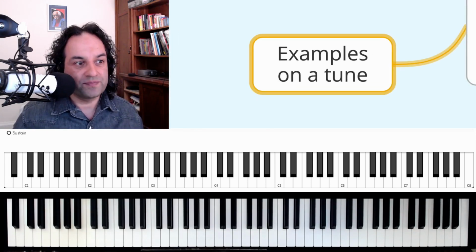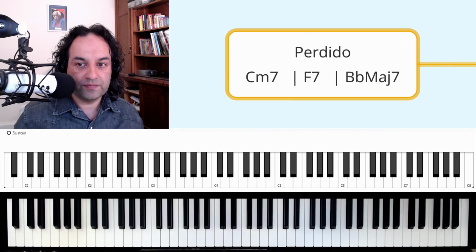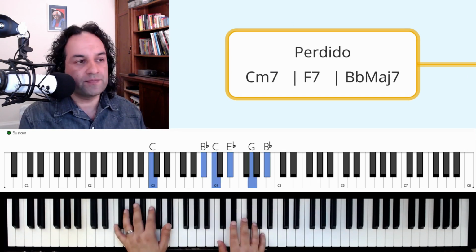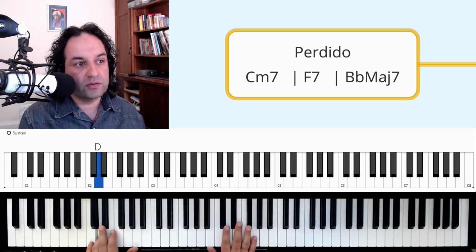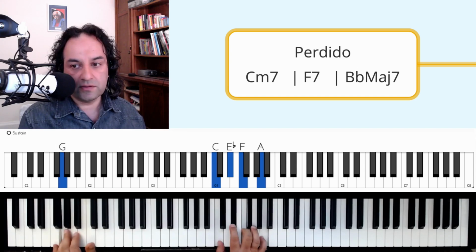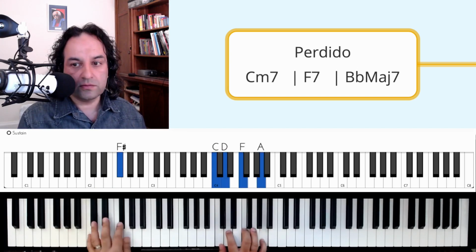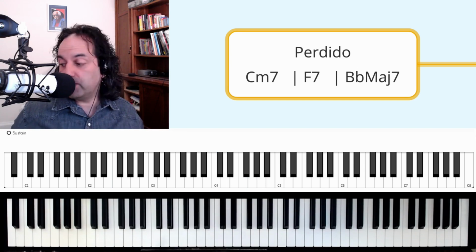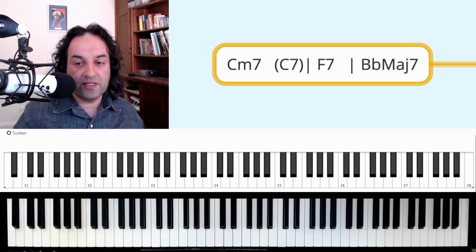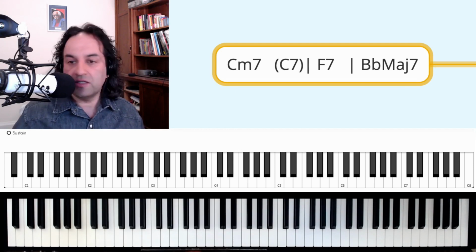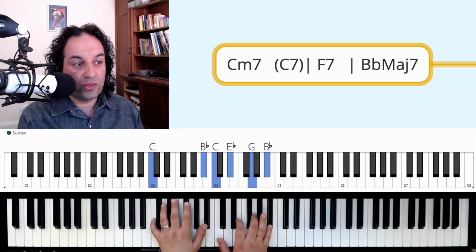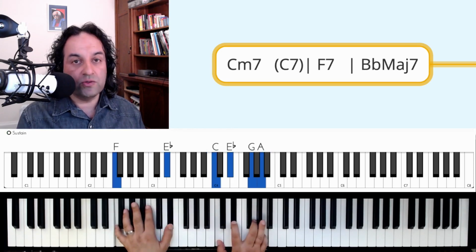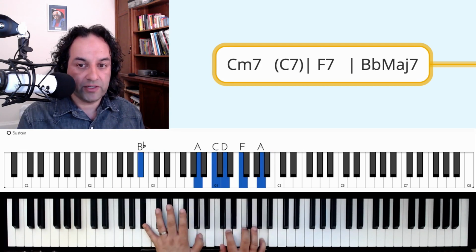Here's some examples on a tune. Let's take Perdido, if you say it properly, 2 5 1 in B flat: C minor 7, F7, to B flat major 7. A bar each, so it'll be 2 5 1. Okay, and let's see how we can insert dominant motion into that. Well, first of all, there's a C7, which didn't otherwise exist. So we had C minor 7. On the 3rd and 4th beat, we're going to go 1, 2, 3, 4, 1, 2, 3, 4, and then of course B flat major.